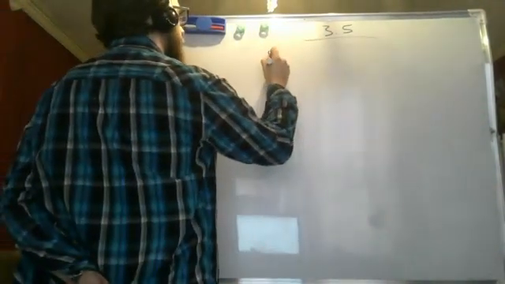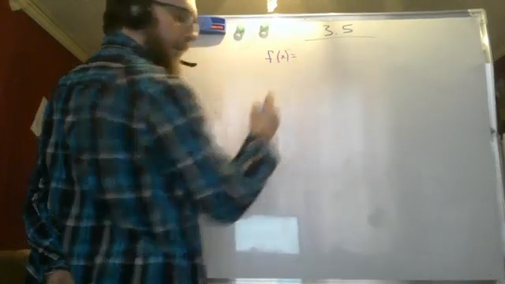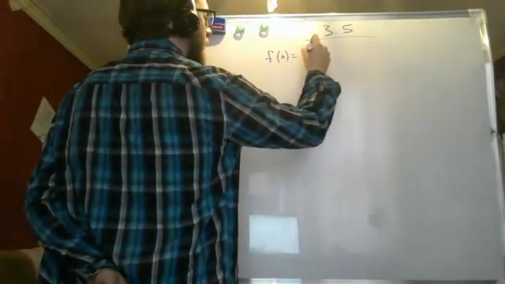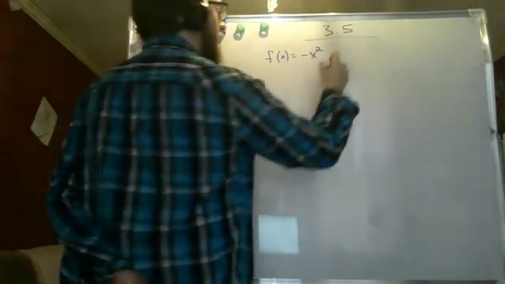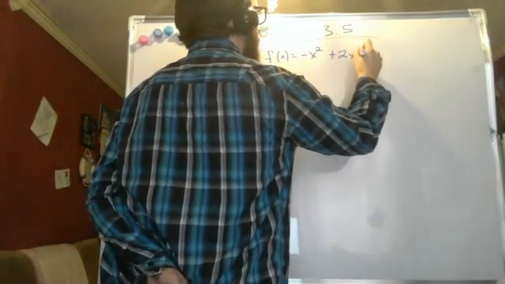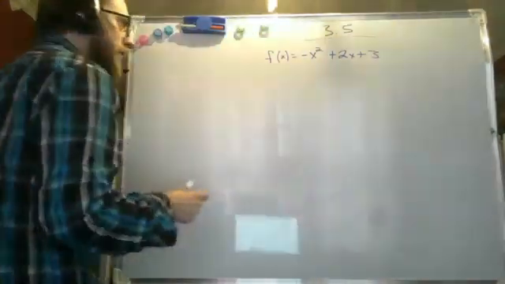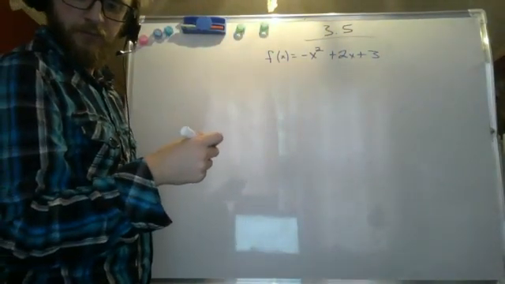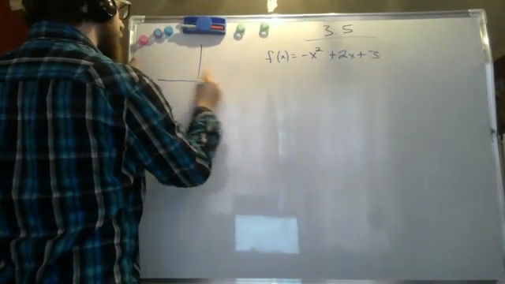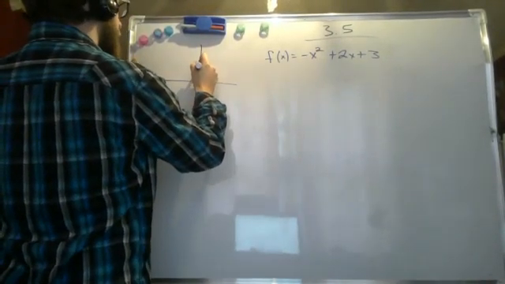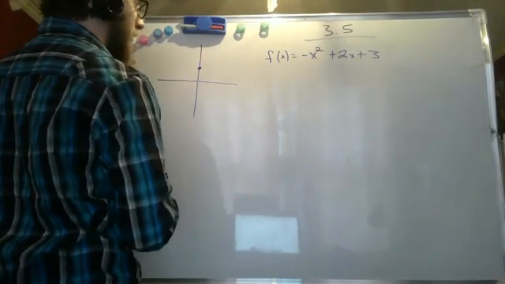All right. So as a final example, consider when f of x is equal to negative x squared plus 2x plus 3. Now, if I graph that, we're going to have something like, well, at 0, we're going to have 3. So we got a point there.